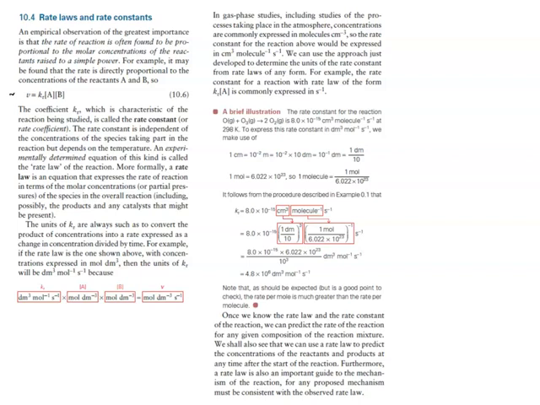The rate constant is independent of the concentration of the species taking part in the reaction, but depends on the temperature. An experimentally determined equation of this kind is called the rate law for the reaction. More formally, a rate law is an equation that expresses the rate of reaction in terms of the molar concentrations, or partial pressures, of the species in the overall reaction, including possibly the products and any catalyst that might be present. The units of k are always such as to convert the product of concentrations into a rate expressed as a change in concentration divided by time.